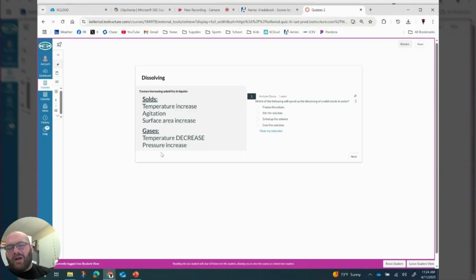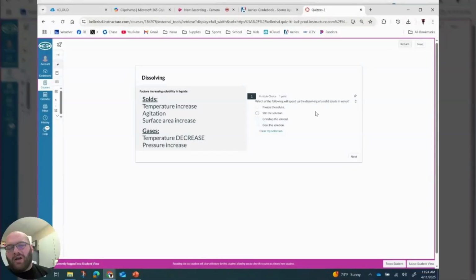So your first option here, I misspelled that. That's sold. It should say solids. To increase it, you increase the temperature, you agitate it, or you increase surface area. For gases, it's a temperature decrease and a pressure increase. So make sure you get the differences between those.